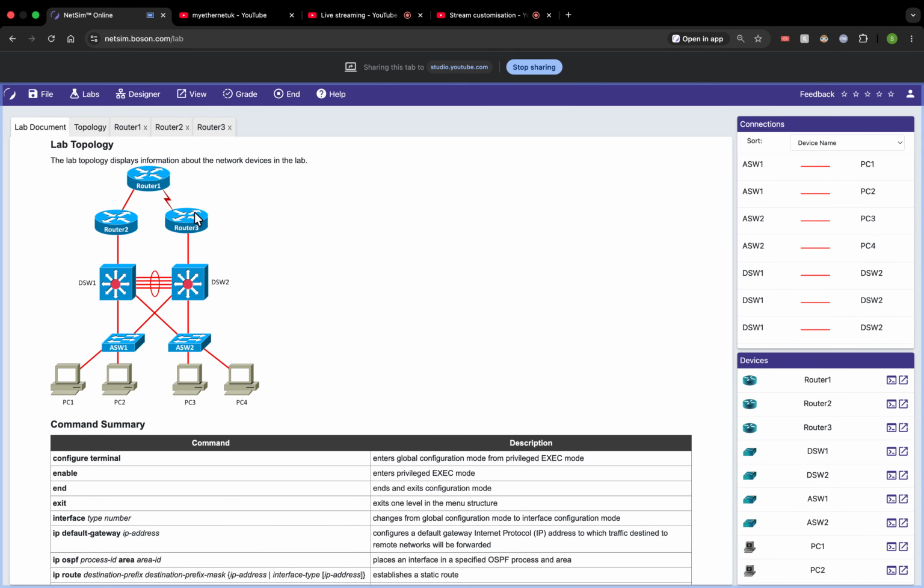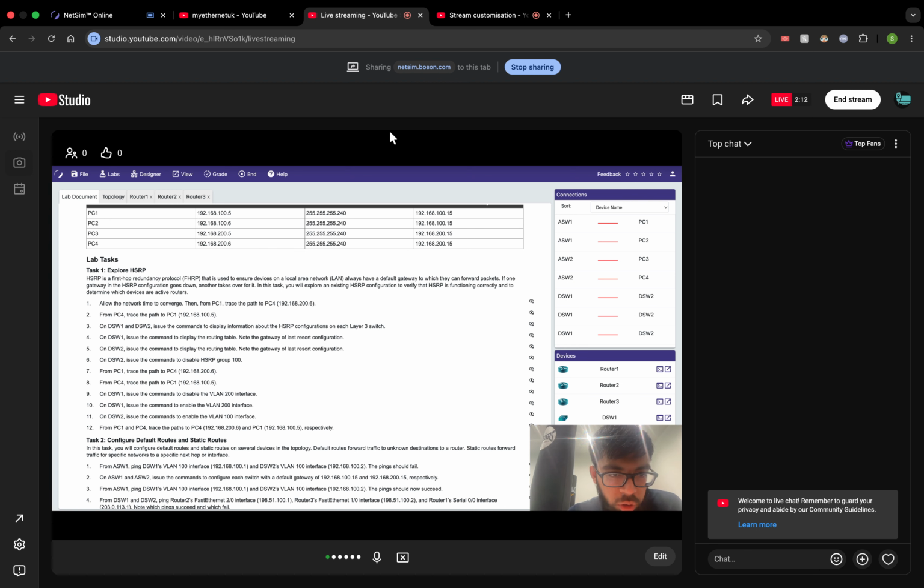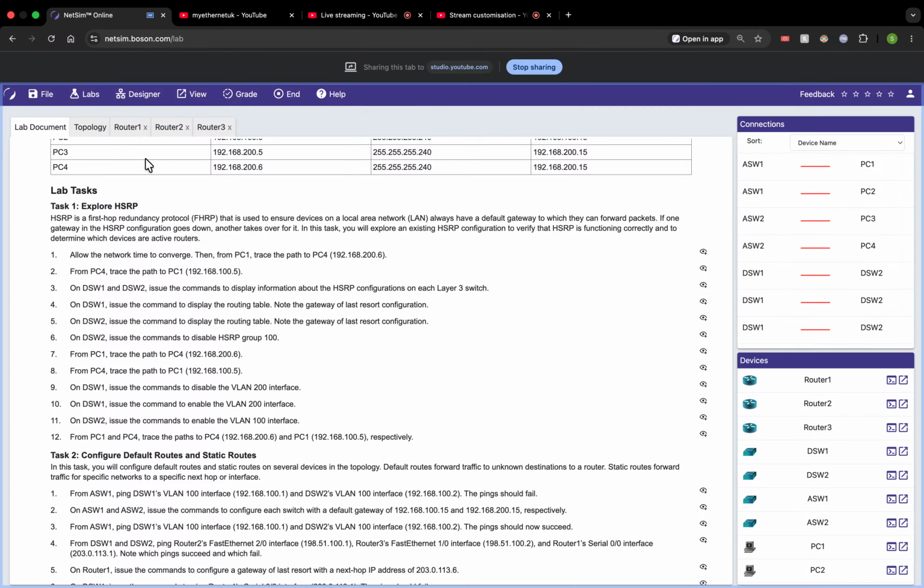So the first question: HSRP is a FHRP, a first hop redundancy protocol. It's Cisco proprietary and is used to ensure devices on a local network always have a default gateway to which they can forward packets. If one gateway in the HSRP configuration goes down, another takes over for it. In this task, you will explore an existing HSRP configuration to verify that HSRP is functioning correctly and to determine which devices are active routers. Allow the network to converge, then from PC1, trace the path to PC4.